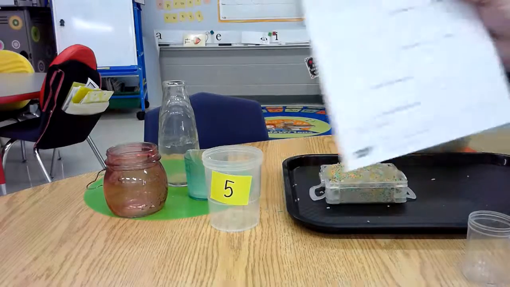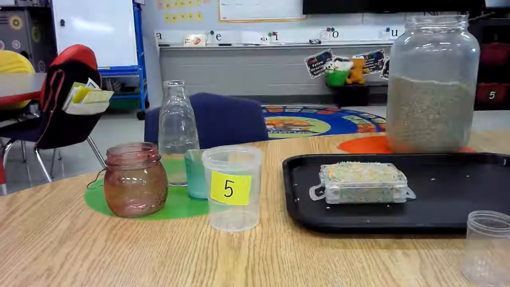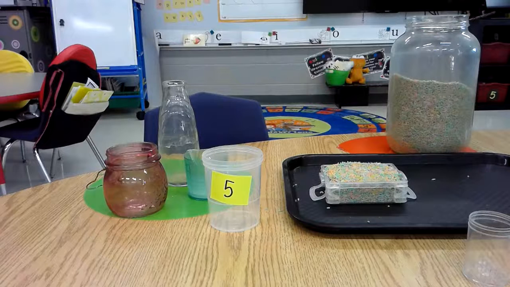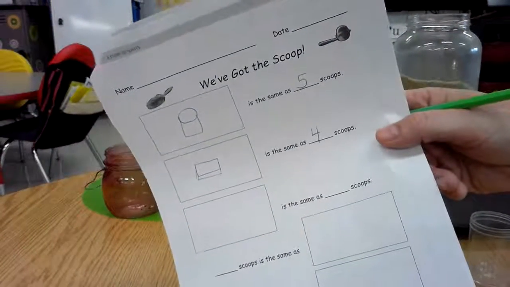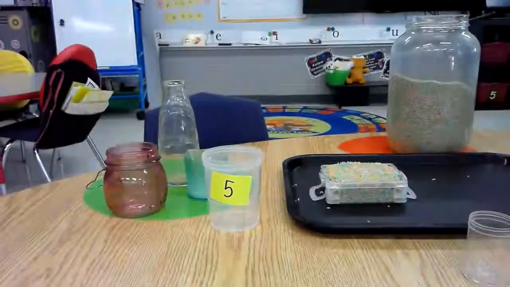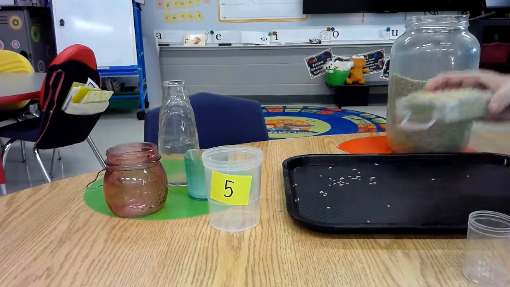So on your paper in the second rectangle, you're going to, it's a rectangle. We're going to make a rectangle box. And we're going to write the number 4. Okay, so our rectangle container held 4 scoops.